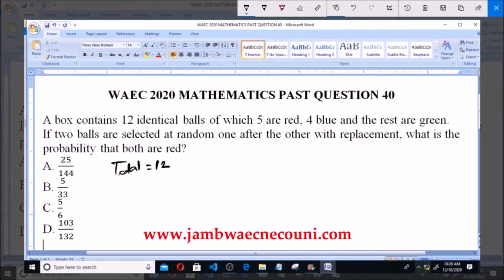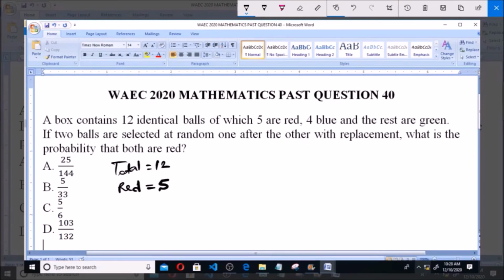Now we're concerned with red here, so the number of red balls is equal to 5. Now the question says if 2 balls are selected at random, one after the other with replacement, it simply means that when you pick the first ball, before picking the second ball, you actually return the first ball, so the number of the balls goes back to normal. That is the with replacement. Now we are asked to find the probability that both are red.